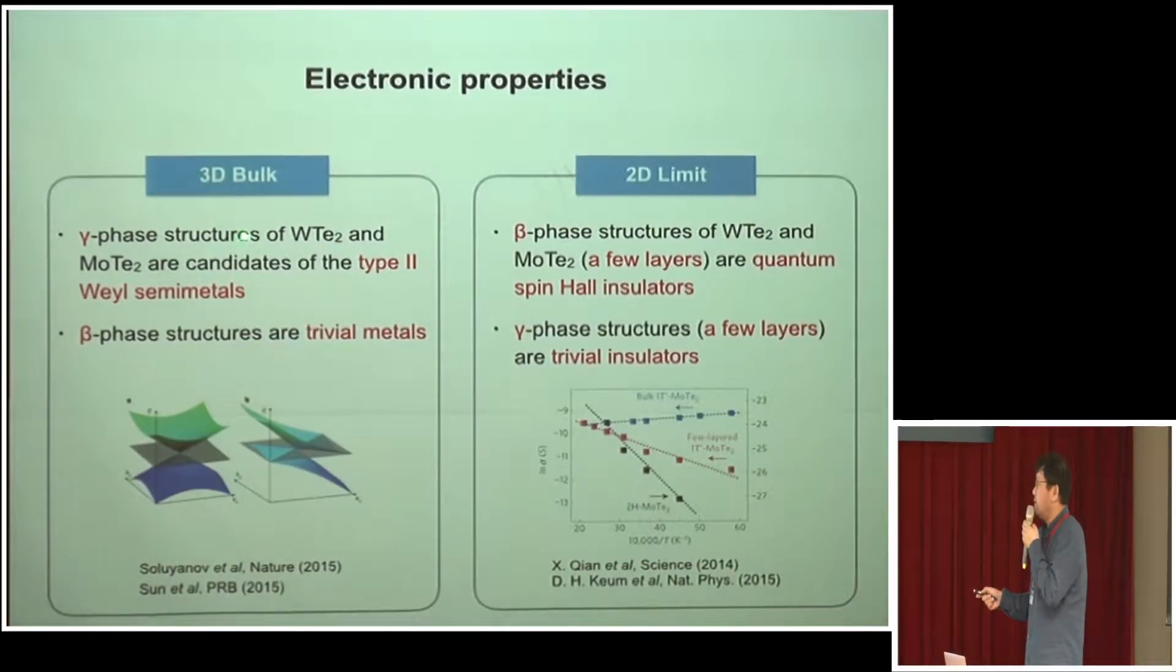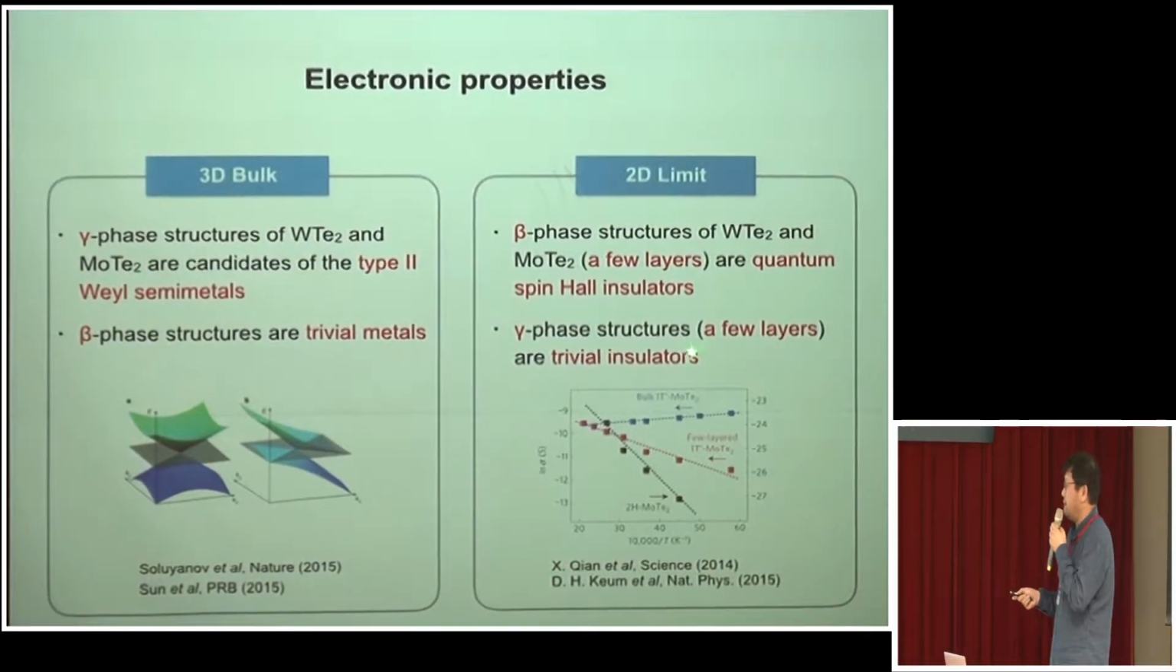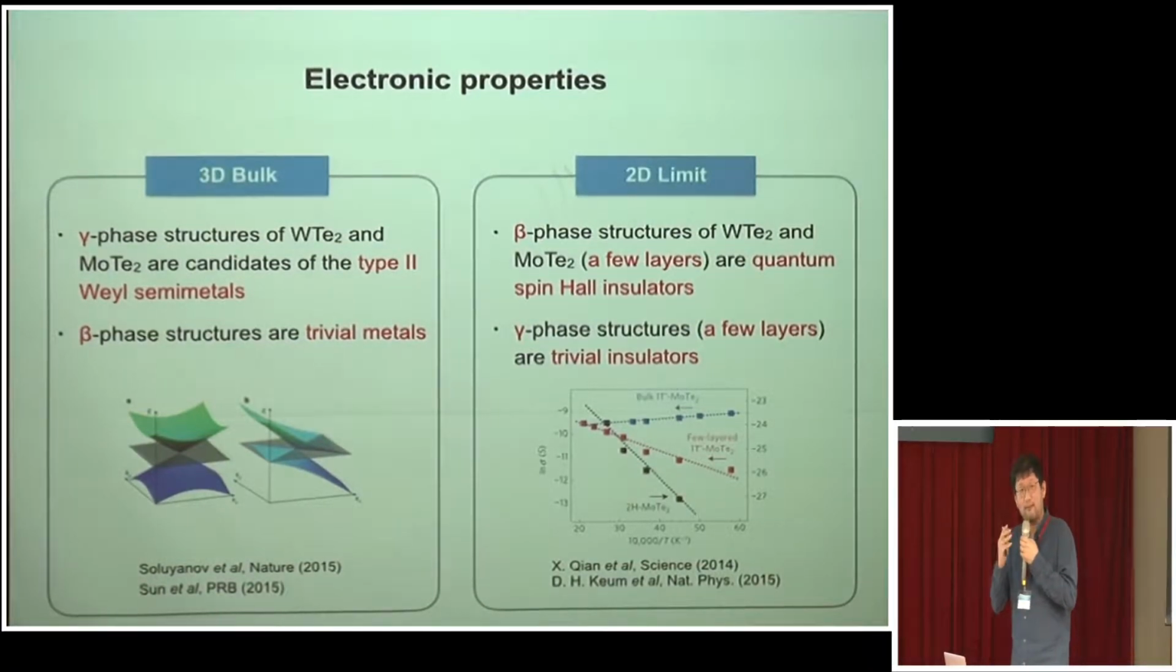This orthorhombic phase structure of tungsten ditelluride and molybdenum ditelluride is actually a candidate, or some people claim the confirmation, of a type-II Weyl semimetal. However, the beta structure in 3D is a trivial matter, actually. If you go to the 2D limit, few layers of the beta structure are actually quantum spin Hall insulators, and the gamma phase is a trivial insulator. So the stacking matters.